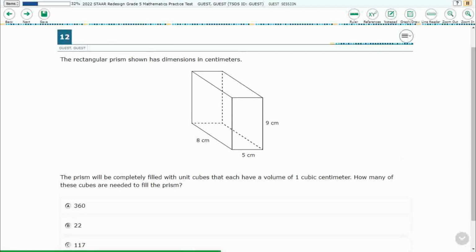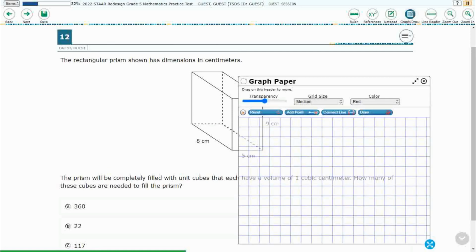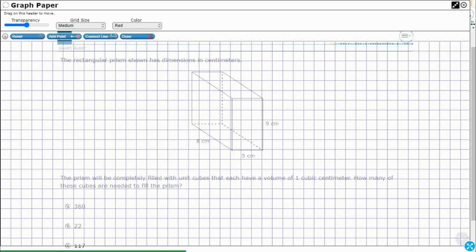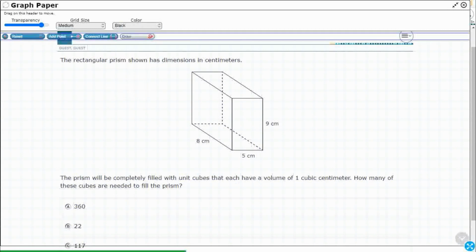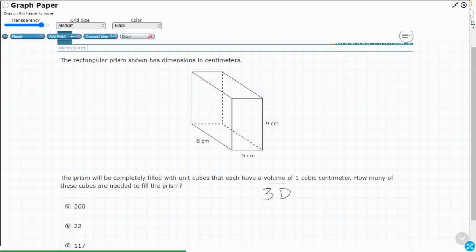All right, so what are we talking about when we're talking about volume? Well, let's open up our graph draw feature. Let's expand it out. Let's put some transparency on there so we can see what's going on behind there. So when we're talking about volume, it is a unit of measurement, but we're measuring a three-dimensional shape. So it's a 3D shape. This is a brand new concept for 5th grade.